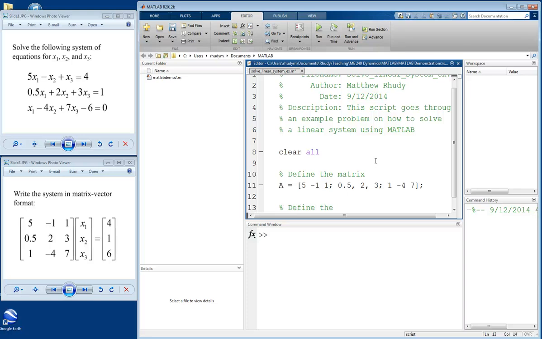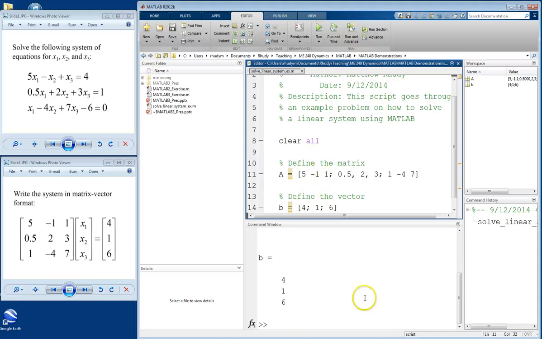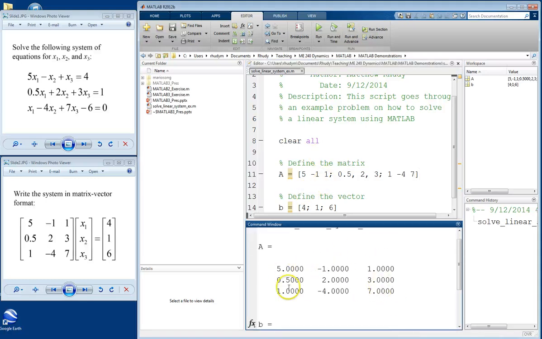So next I need to define the vector, and this is that vector of constants. So a lot of times you'll see lowercase b. And for these values, it's a column vector, so I want to do this as 4, semicolon 1, semicolon 6. That will define my vector as a 3 by 1. And actually, let's take these semicolons off, and let's run this and take a look at what these are. So our matrix A, we can double check that we entered this in correctly. This should match these values, and that looks correct. And then b should match these values, 4, 1, 6. That looks good.